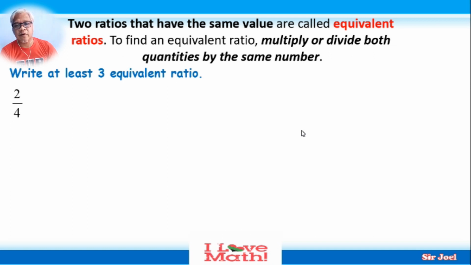If you notice, 2 and 4 here are what? Both divisible by 2. So, pwede nating i-lowest term ang 2/4. And this will become what? 1/2. So, 2/4 and 1/2 are equivalent ratios. Okay? Now, isa pa lang ang nakuha natin. Paano yung pangalawa? Since you have this 1/2, kapag i-multiply siya sa 2/2, will give us 2/4.